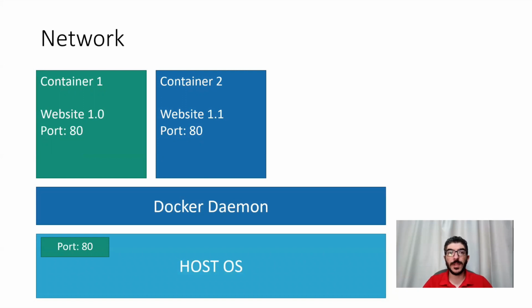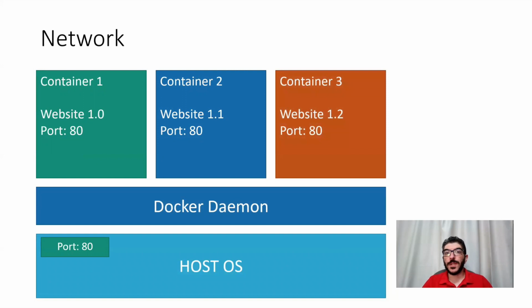I need to run it simultaneously with container 1, and I need to run container 3 with a different version of the website as well. As you can see, all three containers are internally using port 80. They don't realize that port 80 is taken by another process. I didn't have to change my configuration of these containers or of my code or my configuration to link these websites to make them open different ports.